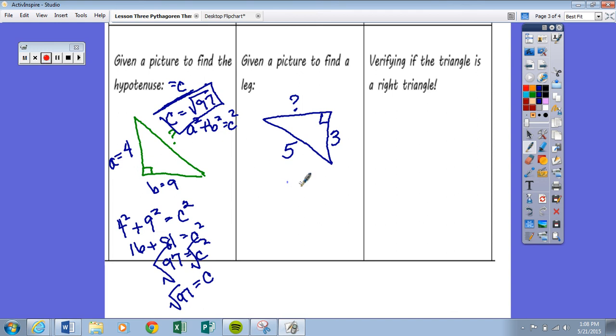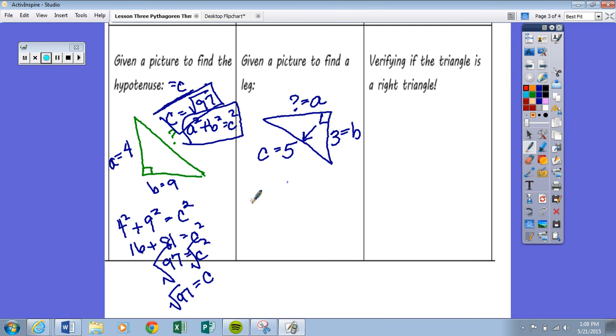So if this is the problem given, we do the same thing. Identify the hypotenuse, across from the 90-degree angle. That one is always C, so now we know C is 5. And then A or B, these are interchangeable. So I'm going to call the question mark A and this one B, but it really doesn't matter, okay? And now we're going to plug into our Pythagorean theorem, okay?